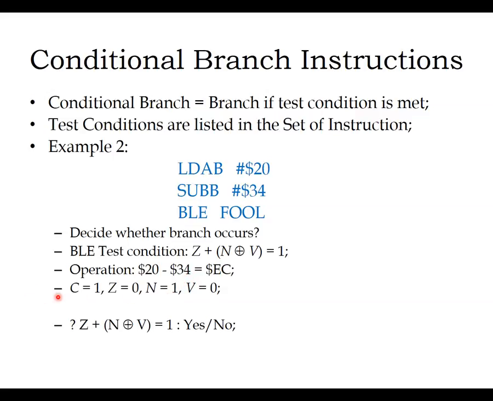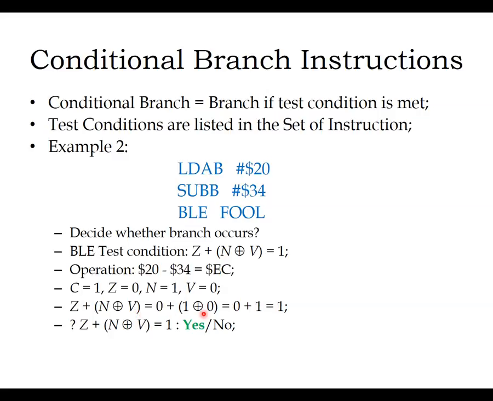Now, let's plug these flags into the testing condition, because we already know the testing condition, and we know that if the testing condition equals 1, then this branch will occur. This is how we do it. See how we are plugging in the values. We replace Z by 0 because we know that Z is 0. We replace N by 1 because we know that N is 1. We replace V by 0 because we know that V is 0.